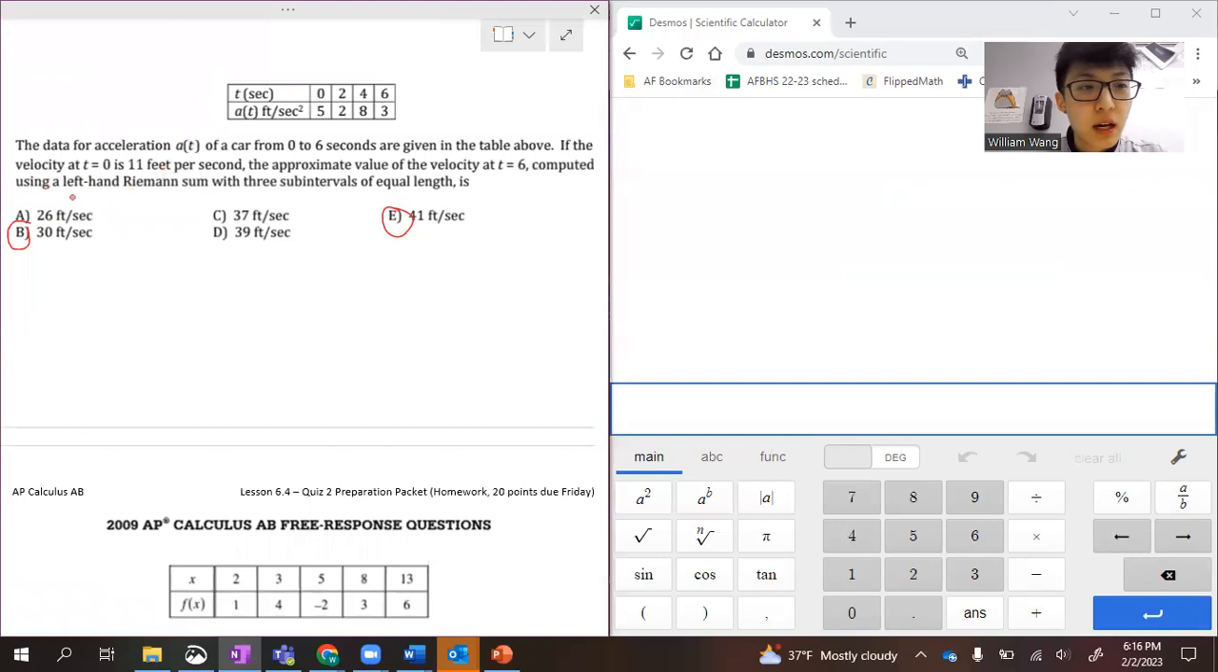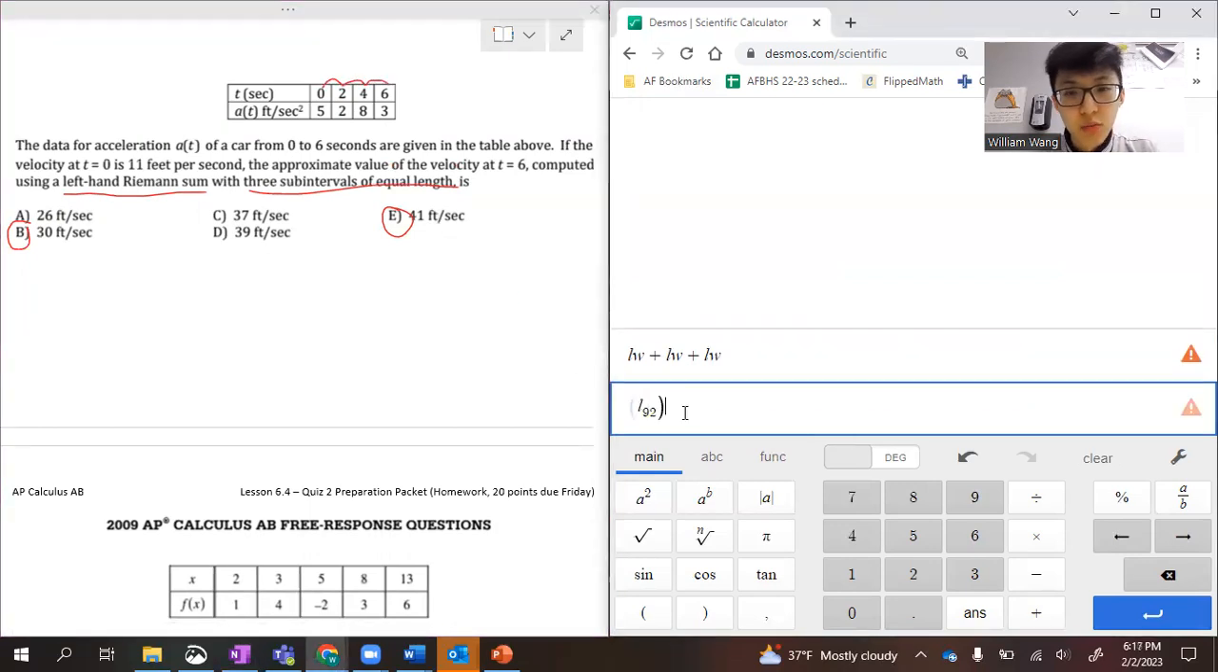First, I just gave it to you because the left-hand Riemann sum, they ask it pretty straightforward. Left-hand Riemann sum with 3 subintervals of equal length. You would just calculate it: L times W plus L times W plus L times W. Equal length, so it looks like 0 to 2, 2 to 4, 4 to 6. The width of each of my rectangles is 2.